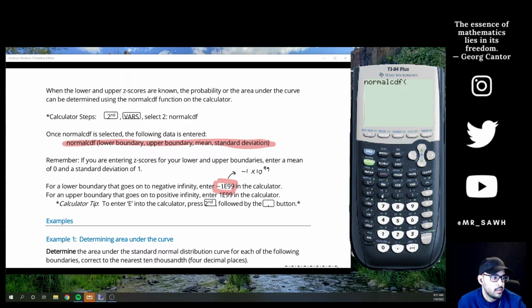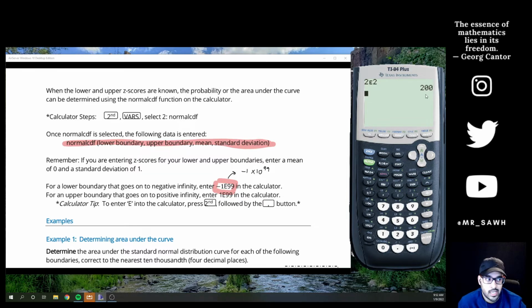And then that E is located right above our comma. So I have to press the second function to get the E in there. That's how I would do scientific notation on here. So for example, if I did 2 times 10 to the power of 2, this should tell me it's 200.